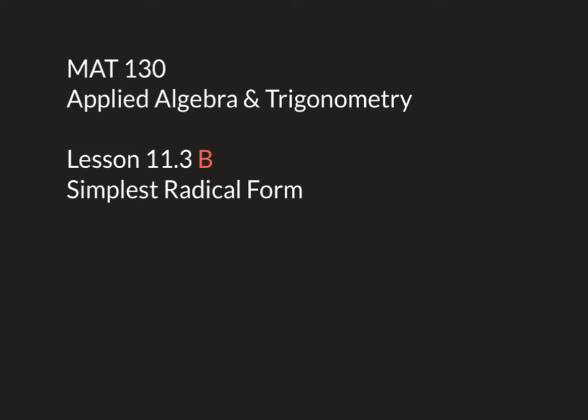This is lesson 11.3b, continuing a discussion of how to get something into its simplest radical form. So the next thing we need to talk about when we're talking about simplifying radicals is that the root of the sum and the root of the product are different things.